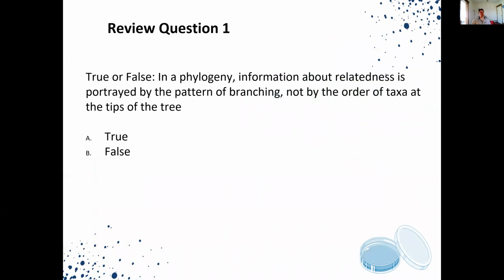So first of all, true or false? In phylogeny, information about relatedness is portrayed by a pattern of branching, not by the order of taxa at the tips of the tree. I'm going to give you guys a few seconds if you need more time. Please feel free to pause. The answer here, of course, is true. Keep in mind, remember back to how the tips are essentially your starting points and you're moving away from them. So they are not the ones that are telling you the relatedness. The branching pattern, where you find that universal common ancestor, is what's telling you how related the microbes are to each other.